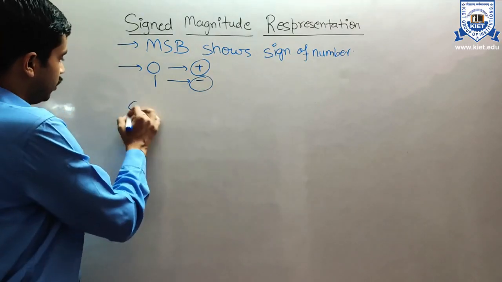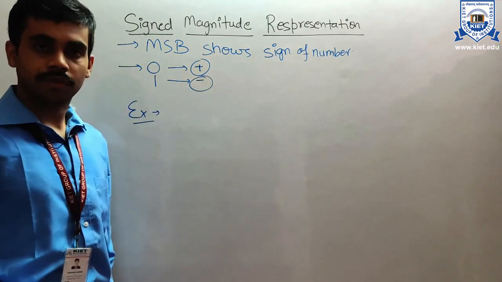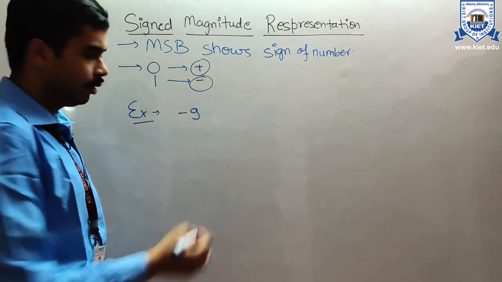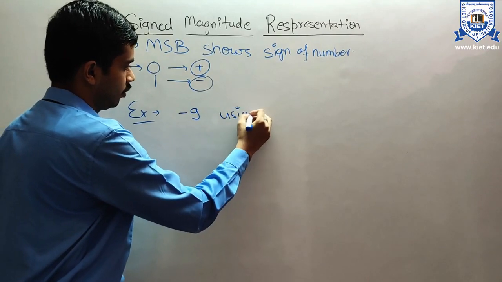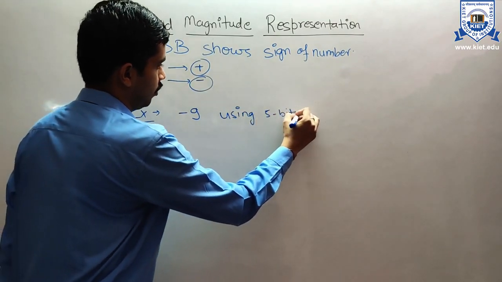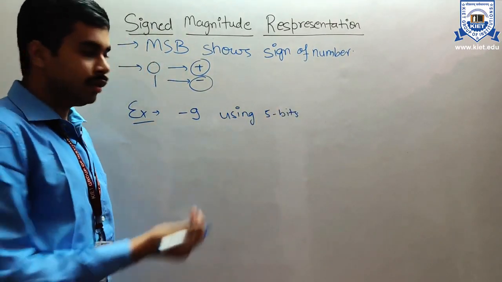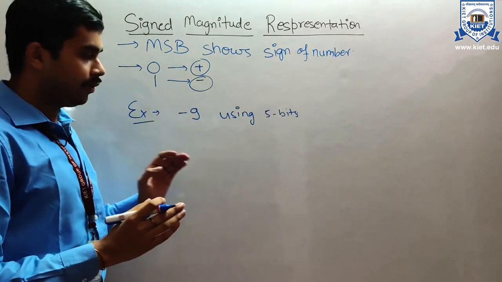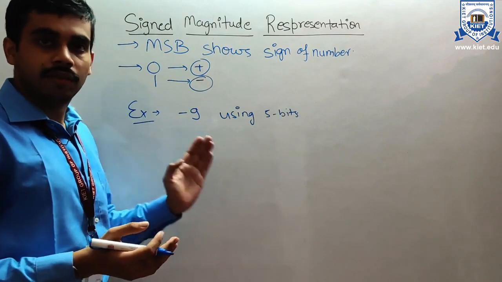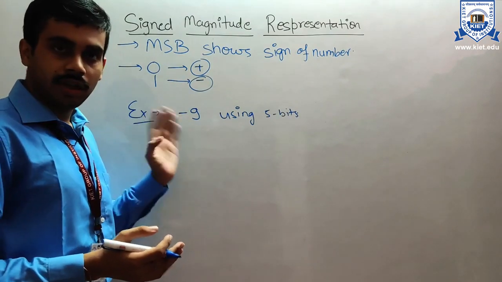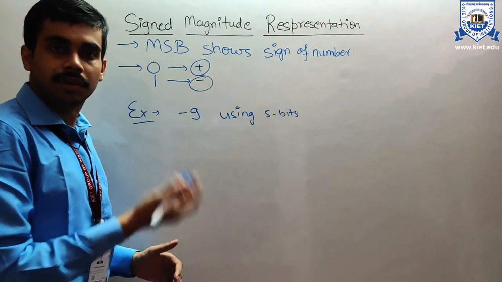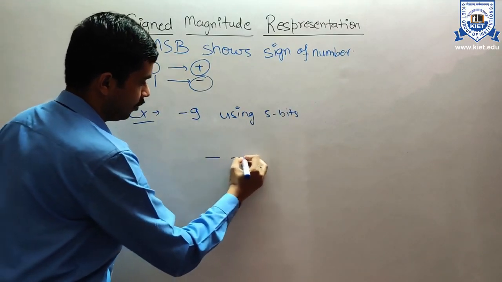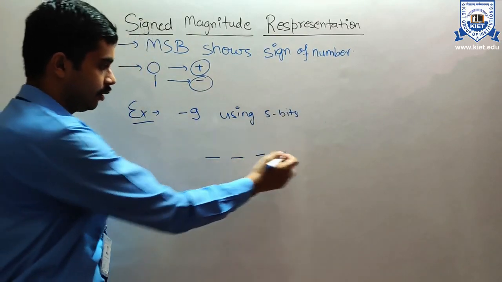So for example, let's suppose we have to show minus 9 using 5 bits. In 4 bits there will be the magnitude, and the fifth bit, the leftmost bit, will show the sign of our number, that is negative, meaning minus. So for example we have 5 blocks, 5 bits to represent.